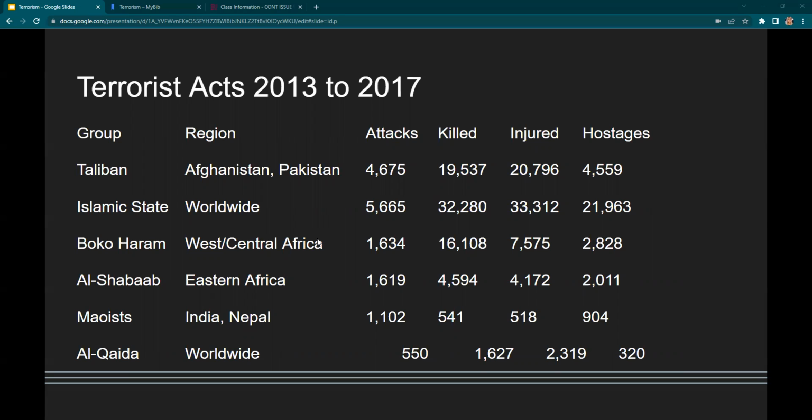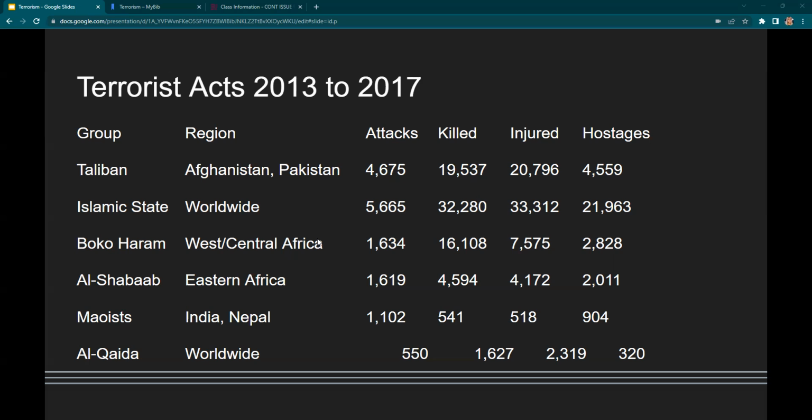So starting with the Taliban, their region is Afghanistan and Pakistan, and there's an estimated 5,000 attacks, 20,000 people killed, 20,000 people injured, and roughly 5,000 hostages. Islamic State, they're worldwide. They have 5,600 attacks, 32,000 people killed, 33,000 injured, and 21,000 hostages.